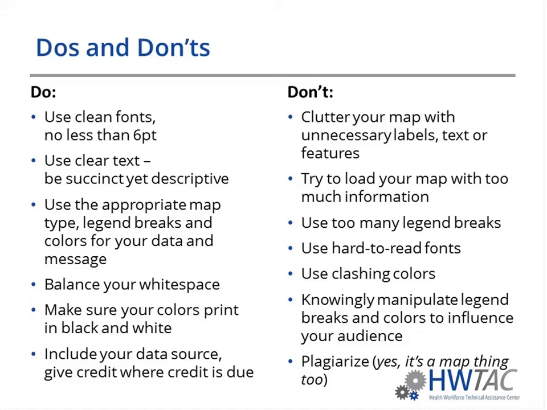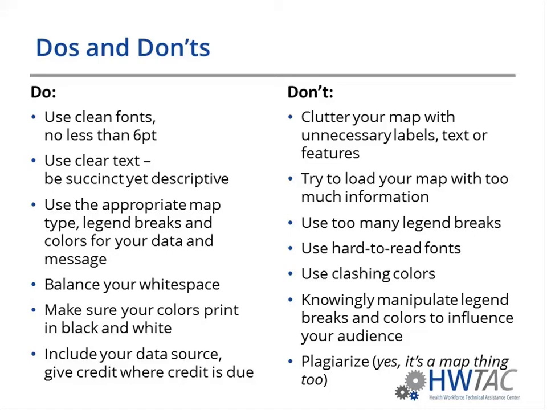So on your do list, do use clean fonts, no less than 6 point. 6 point is pretty small, especially for older eyes. Don't use huge fonts like 50 points. Do what looks aesthetically pleasing, but keep the text clean. Try not to use more than 2 fonts at a time. Use clear text, so your titles, your legend descriptions, your footnotes, be succinct but be descriptive. You're using the map to convey your data. You don't want to fill it with text.